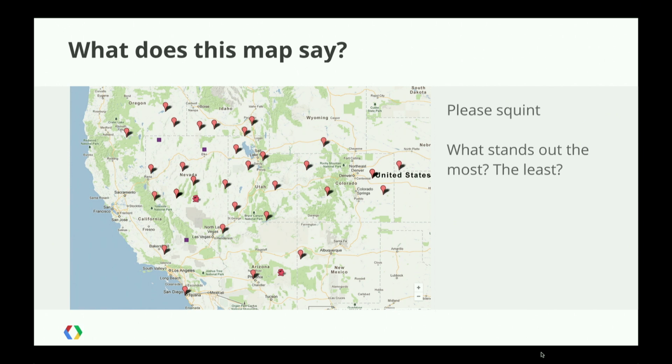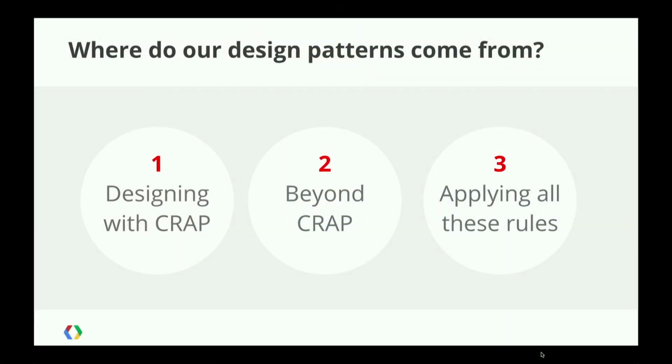And that's one of the fundamental principles. And yes, it's common sense, but it's one that we are constantly asking all the time. And that is, what should the map be saying? So what are the foundational design principles in getting there? And fundamentally, it's crap. So it's designing with crap. I'm going to talk about things beyond crap, and Dave's going to pipe in about how we actually apply all of these rules.